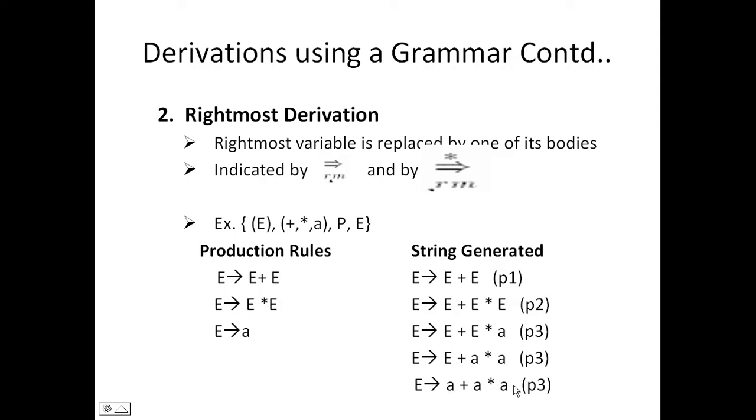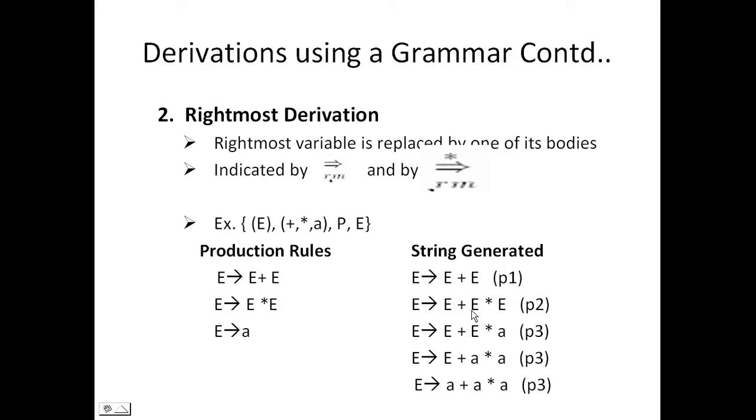So the same production rules are there. Now the string that we want to generate is a plus a into a, with the help of these production rules. So we will be starting with the first production rule, E gives E plus E. Now we have to focus on the rightmost variable. So the rightmost variable is this E.